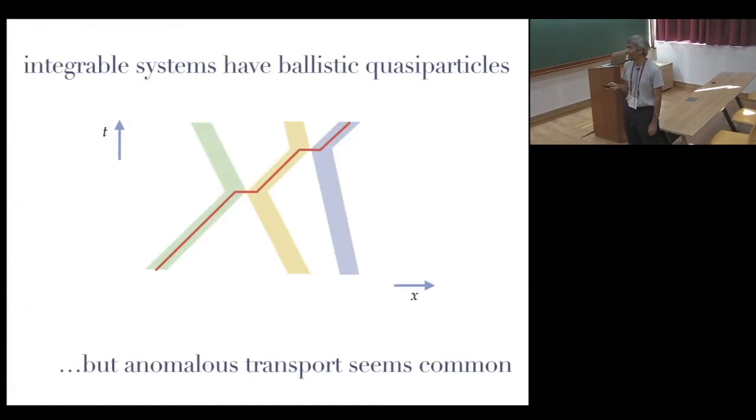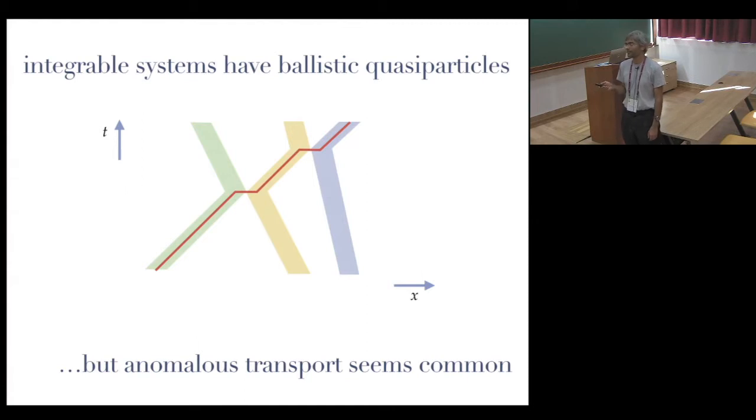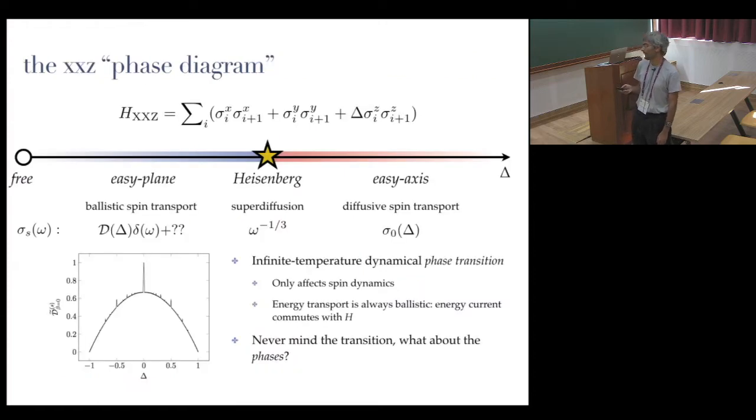Integrable systems have ballistically propagating quasiparticles, and the ballistic quasiparticle picture explains a lot of phenomena like entanglement growth and whatnot. But on the other hand, in practice, when you think about transport in integrable systems, you often see anomalous stuff. So this talk is going to be about that anomalous stuff, and we're going to talk about it generally and also in this particular paradigmatic example where a lot of it was originally discovered, which is the XXZ spin chain. So that's the Hamiltonian.